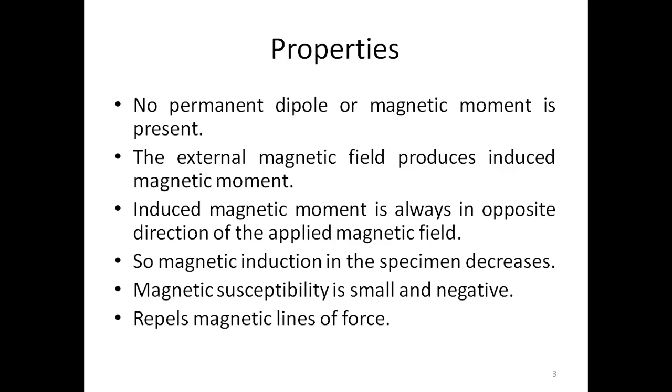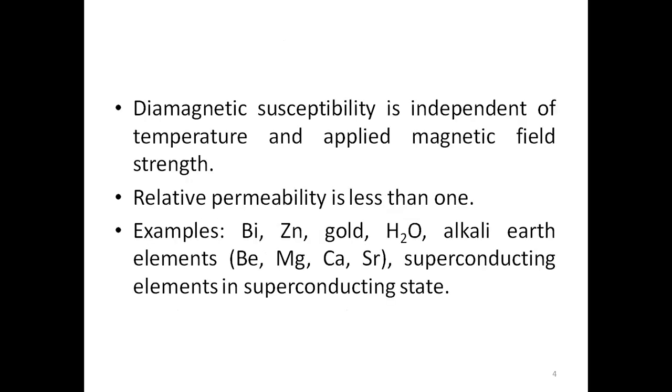The magnetic susceptibility value will be very small and negative, since there are no permanent dipole moments. That is the reason the magnetic susceptibility value is very small and negative. And the magnetic lines of force are repelled in diamagnetic materials. If this is the case for a given magnetic material, it is said to be a diamagnetic material. These are the important properties that come under the category of diamagnetic material.